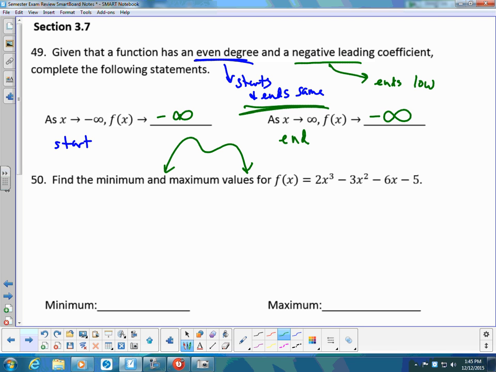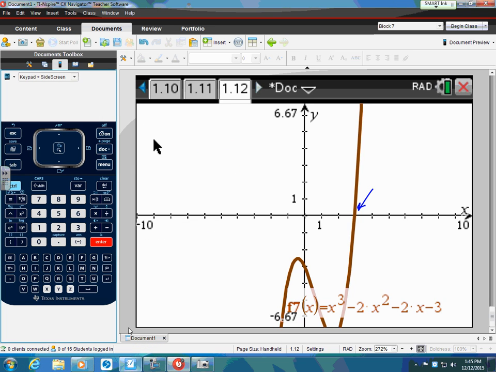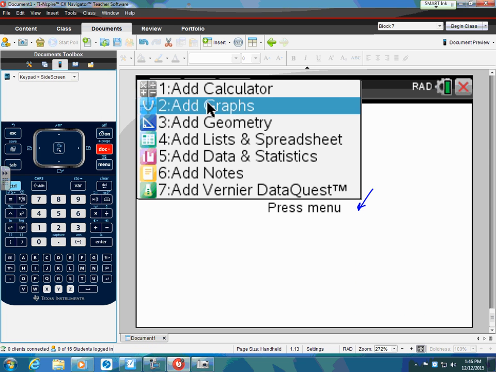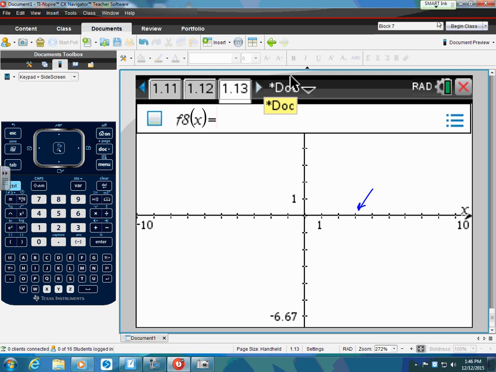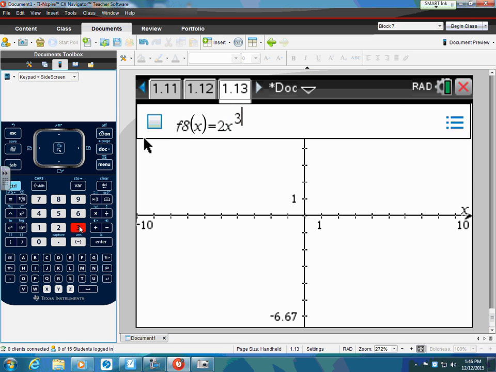Let's take a look at number 50. Find the minimum and maximum values for this function. So let's do this on our calculator. We're going to type this in on a graphs page. And I am typing in 2x raised to the third, minus 3x squared, minus 6x, and minus 5.